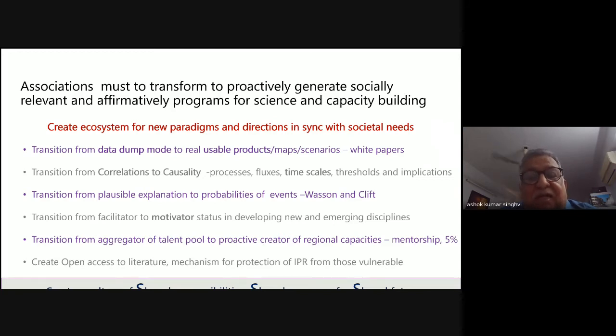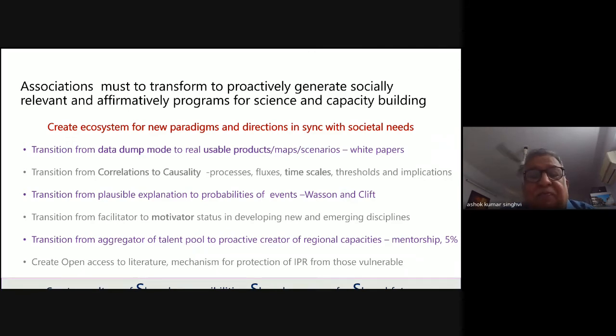What happens is, when I report data where I show an isotope curve or a data age sequence and a sedimentology, essentially I'm trying to do a data dump. And I think most of us do that. But that data dump has to be synthesized into real usable products of maps, scenarios, and white papers.